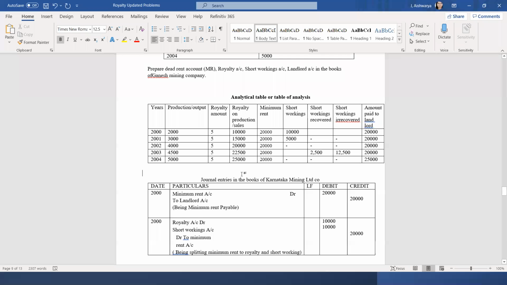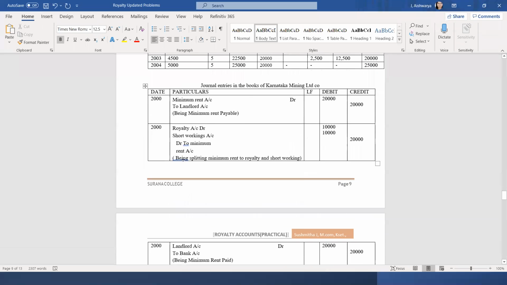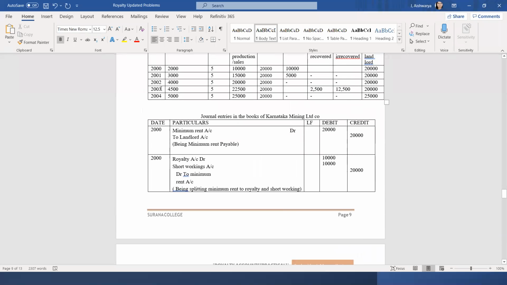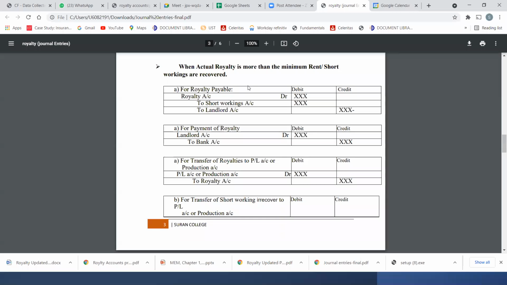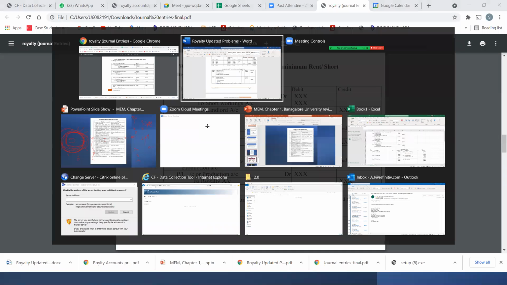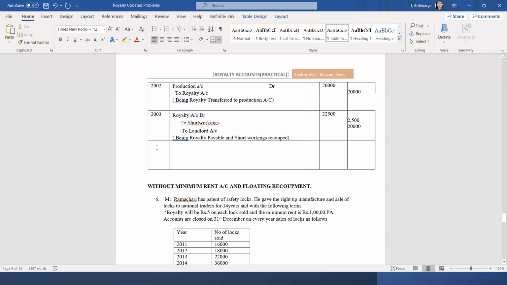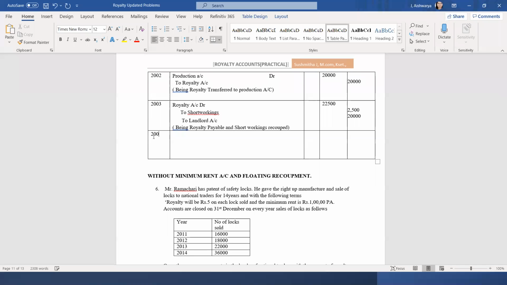So we're going to start with the problem. As we have completed the first one, we are in 2003, and royalty is more than the minimum rent, that is 22,500 is more than this 20,000. First entry we have completed, that is royalty account debit to short workings account and to landlord account. And next, what is the next entry that we have to record?